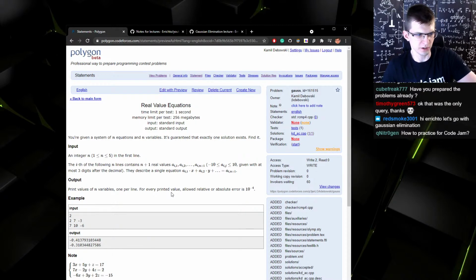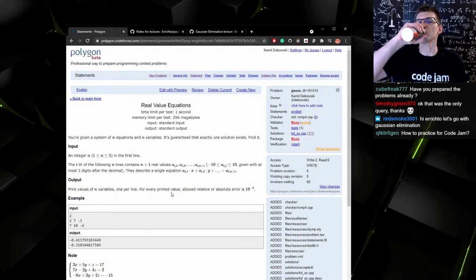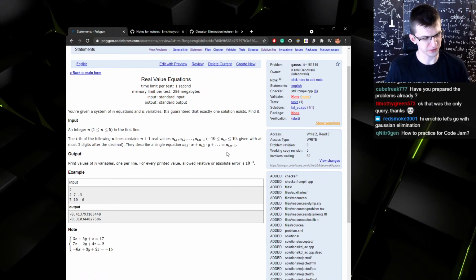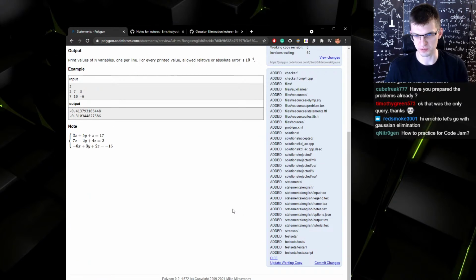How to practice for Code Jam? Solve Google Code Jam past problems. You can also guess how to practice, for example, for National Olympiad or IOI or ICPC: solve past problems. How to get a better Codeforces rating? Solve Codeforces problems.